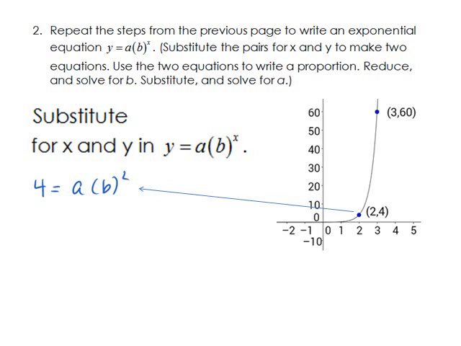Using the point (2, 4), I get the equation 4 = a times b squared. And then using the other point, (3, 60), I get 60 = a times b to the third.